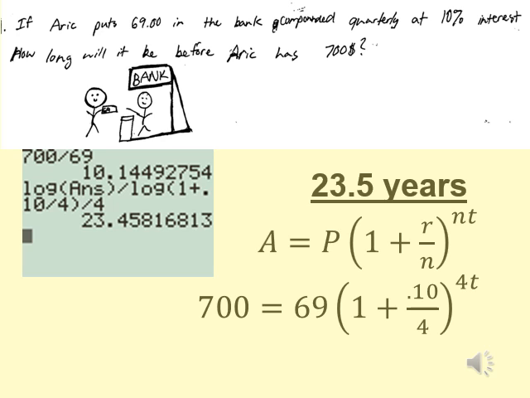Solving it is the same basic stuff as before. I divided those numbers at the beginning, 700 divided by 69. I take the log of that, divided by the log of 1 plus 0.10 over 4, what's in the parentheses. And finally, I divide by the 4 that's in the exponent. And here we get about 23.5 years.